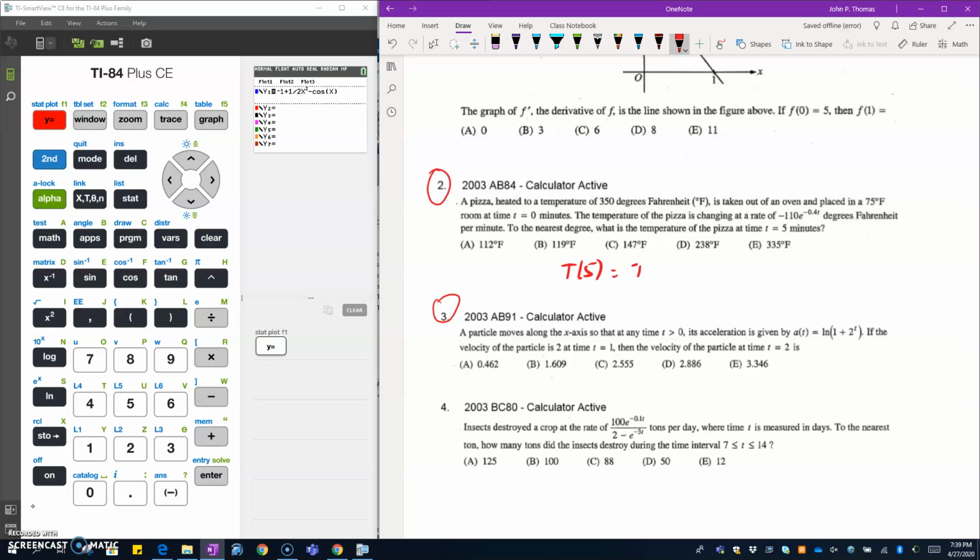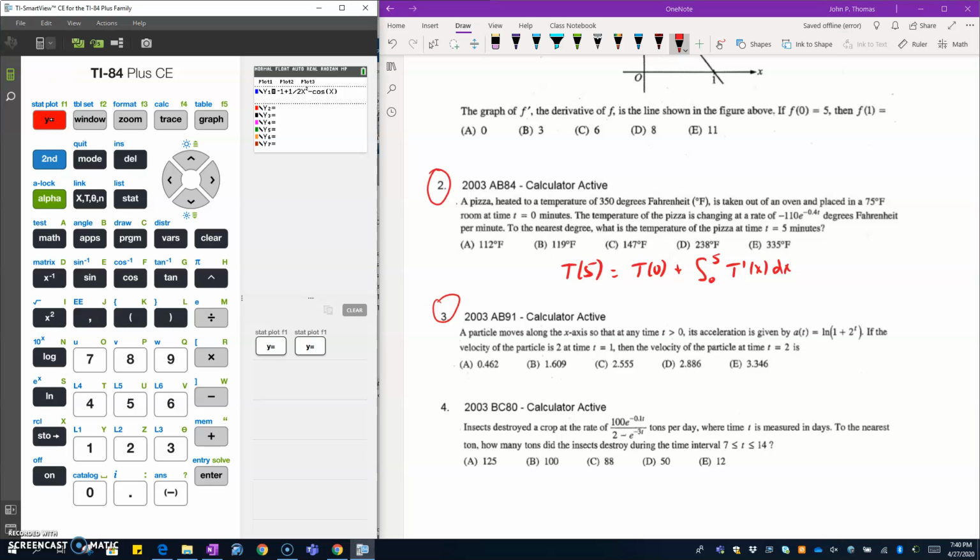So if we know temperature at time 0, plus the accumulation of change from time 0 to time 5 for the derivative of the temperature function, that's going to give us the value we need. So in this one, they gave us the rate function.